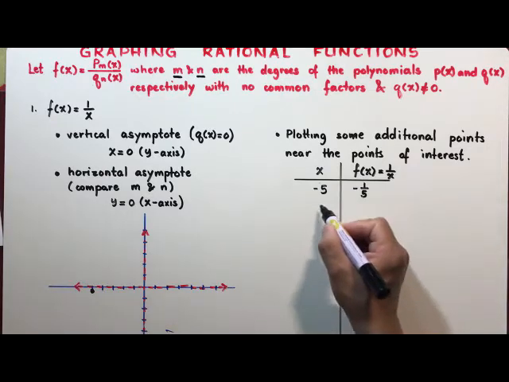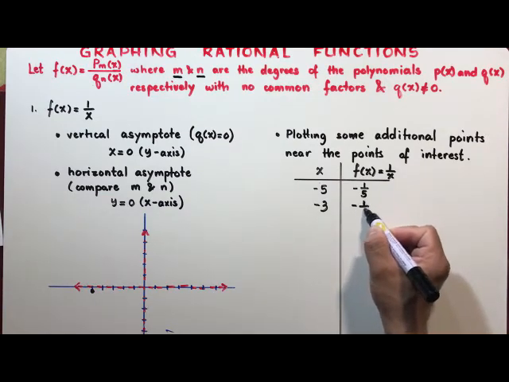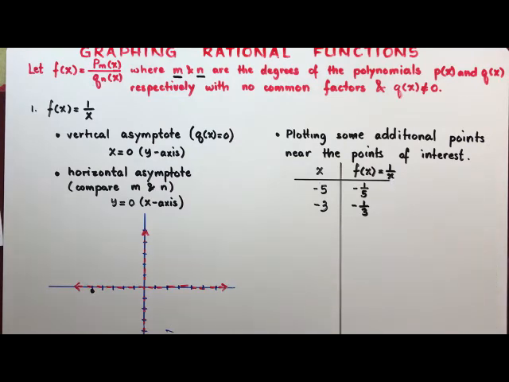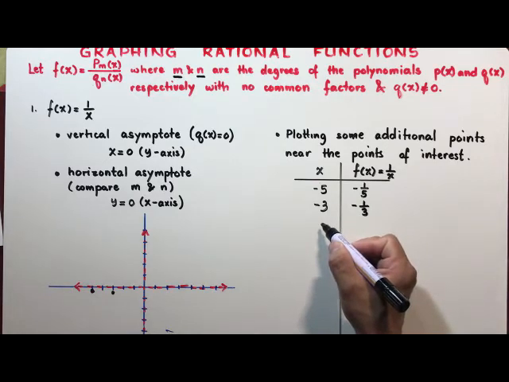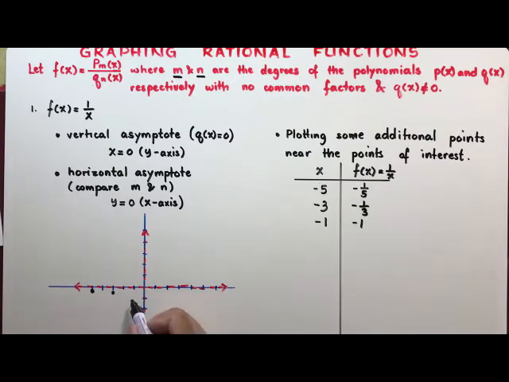If the value of our x is negative 3, the value of the function becomes negative 1/3 if you substitute it in the denominator. So if your x is negative 3, your y is negative 1/3, approximately there. If your x is equal to negative 1, the value of the function, if you substitute, is negative 1 also. So here.